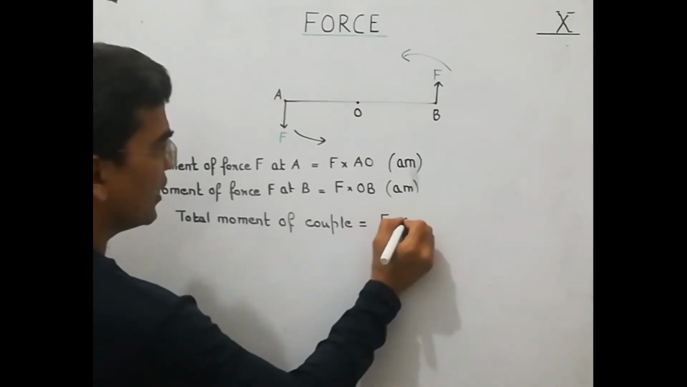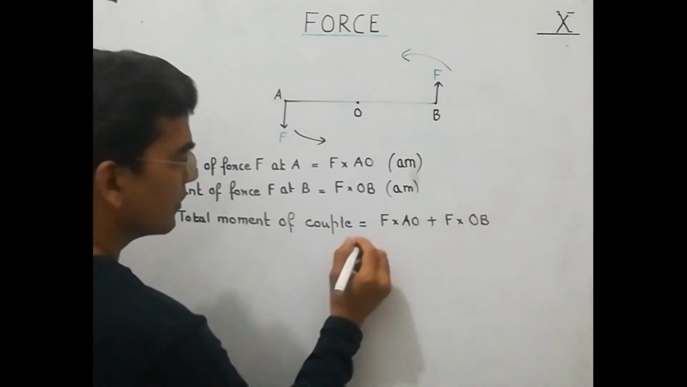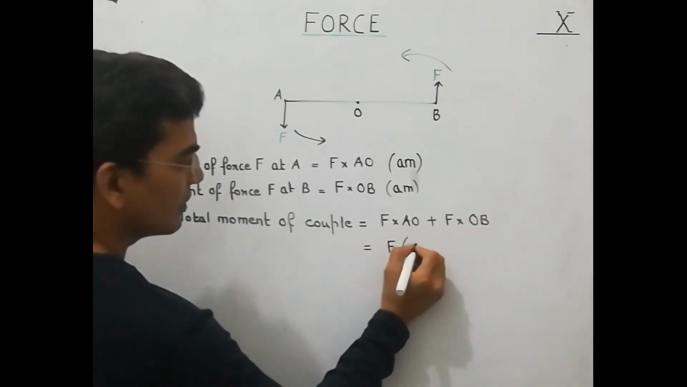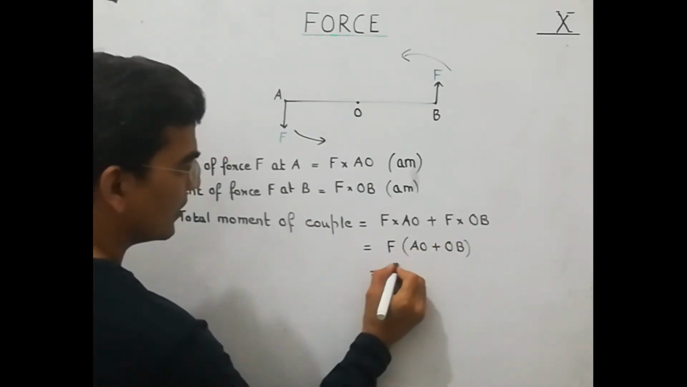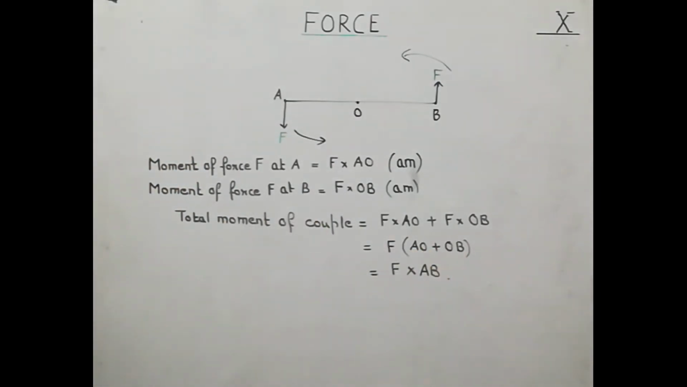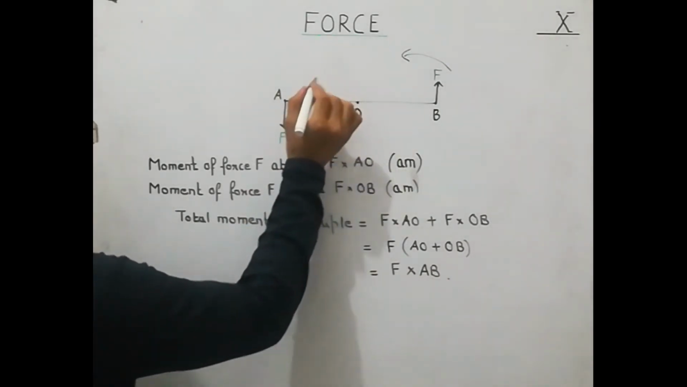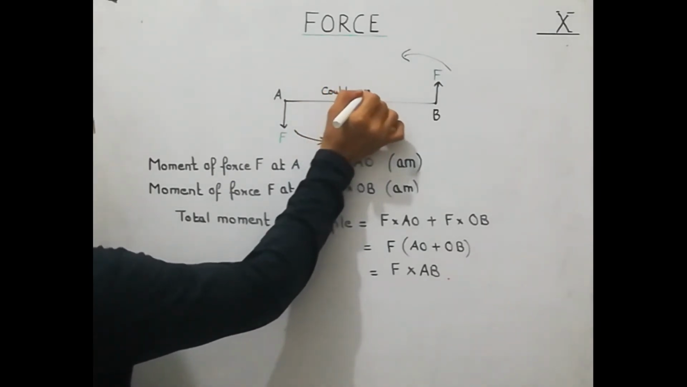That will be F into AO plus F into OB. Taking F common, AO plus OB. That gives you F into AB. And AB, if you see in the diagram, it is the distance between the two forces. And the distance between the two forces in case of a couple is known as couple arm. This distance is called couple arm.